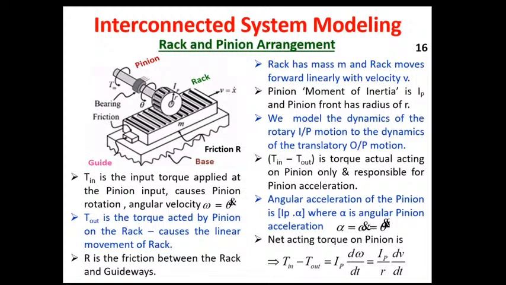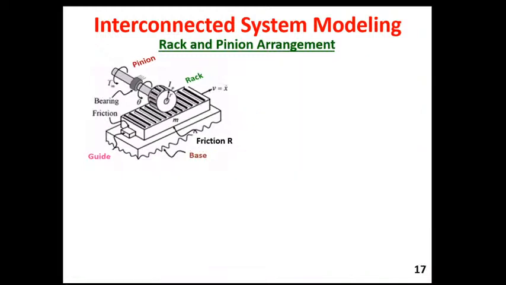So T in minus T out is I_P into d omega by dt, and when this angular velocity is converted to linear velocity, d omega by dt can be represented by dv by dt into 1 by r. So that r comes below I_P. So finally, T in minus T out, or the acceleration torque for the pinion, becomes I_P divided by r into dv by dt.